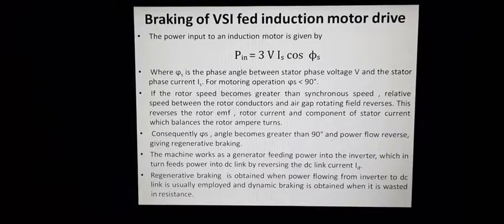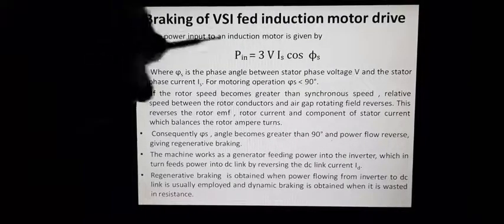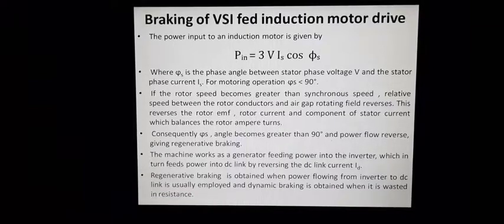So if this input power is positive, it indicates that the motor is taking power from the supply. If its value is negative, it indicates that it is feeding power back to the supply. So during the braking operation, the motor will operate as a generator and feed power back to the supply. That is the distinguishing factor between regenerative braking and dynamic braking. If it works as a generator and feeds the power back to the supply, we call it regenerative braking.